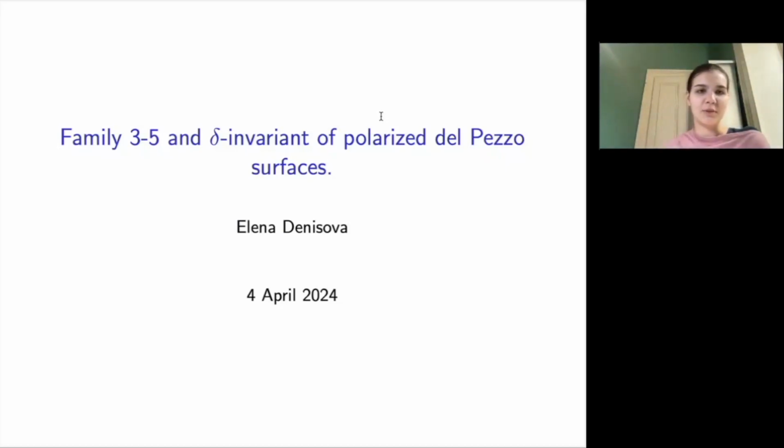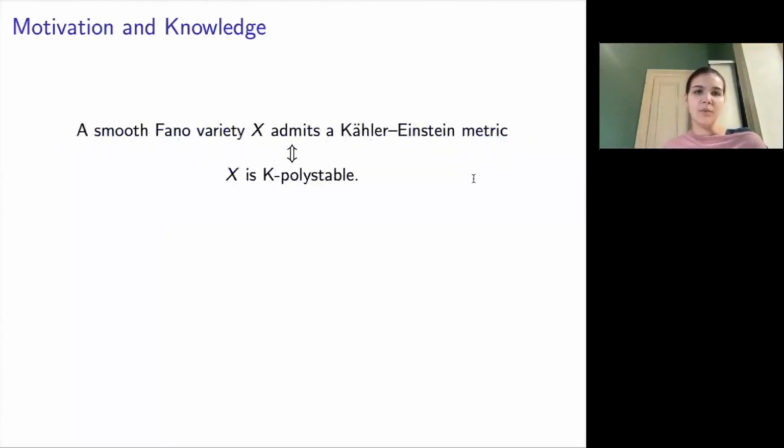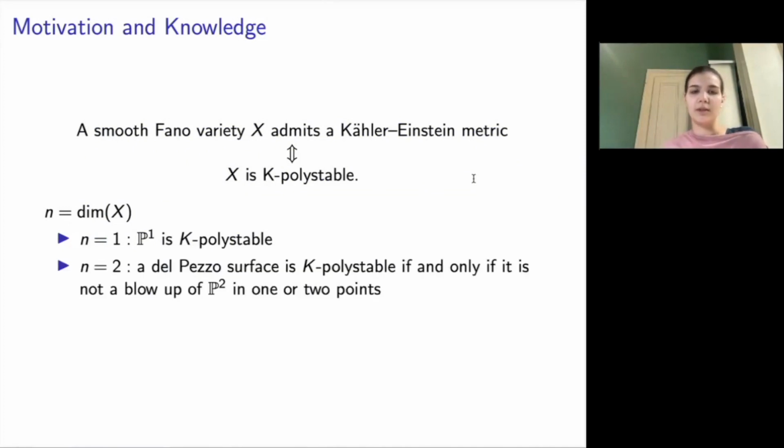And today I will talk about K-stability of family 3.5 in the Mori-Mukai classification. So, first of all, what do we know? We know that a smooth Fano variety X admits a Kähler-Einstein metric if and only if it is K-polystable. For dimension 1, we know that the projective line is K-polystable. For dimension 2, we have del Pezzo surfaces, and they are K-polystable if and only if they are not a blow-up of P2 in 1 or 2 points.